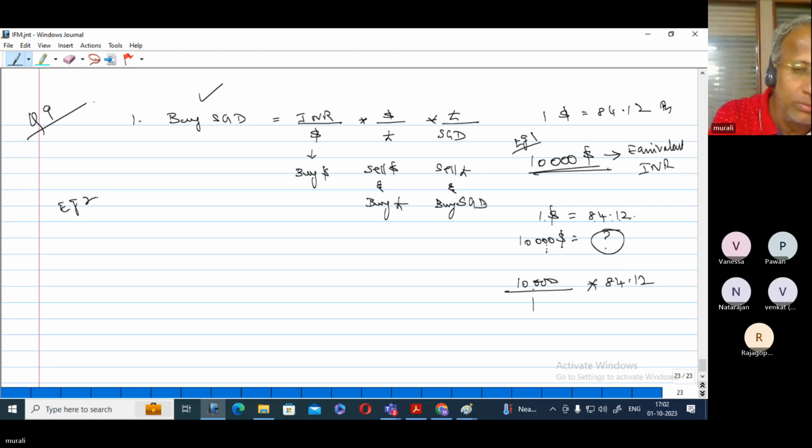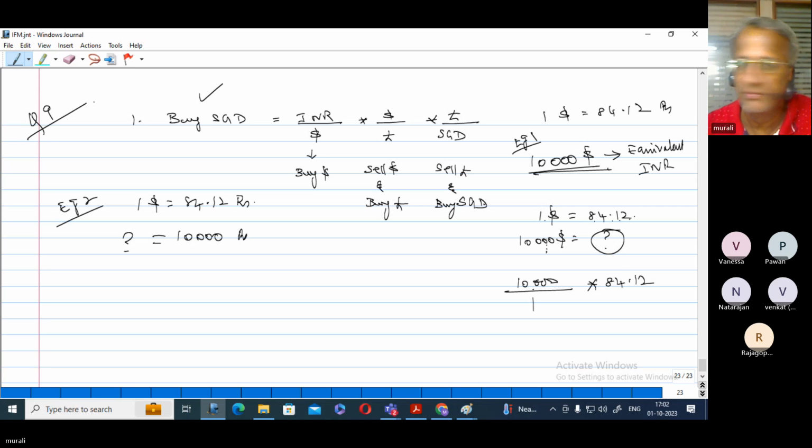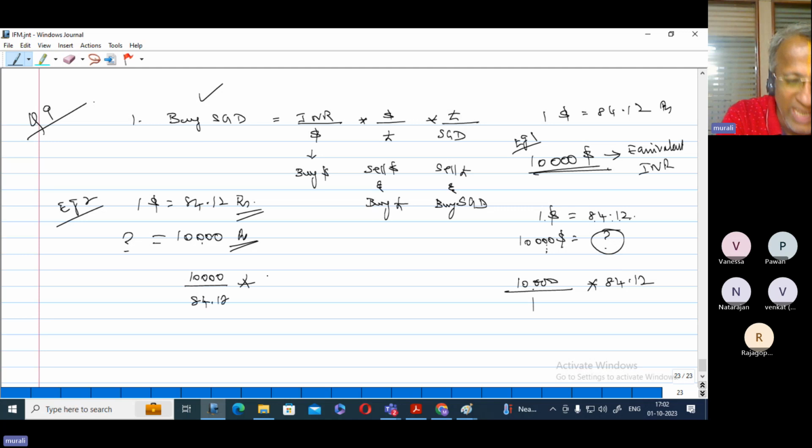This is example number one. Example number two: $1 equals 84.12 rupees. When I have 10,000 rupees, how many dollars will I get? Tell. Whatever I know, I have to put on the top, and the same denominator, divided by 84.12 into 1, multiply. So in this case I have multiplied, in this case I have divided. Understood or what?